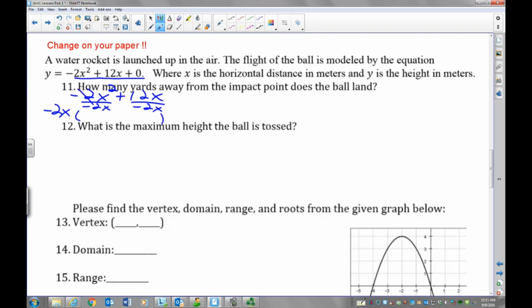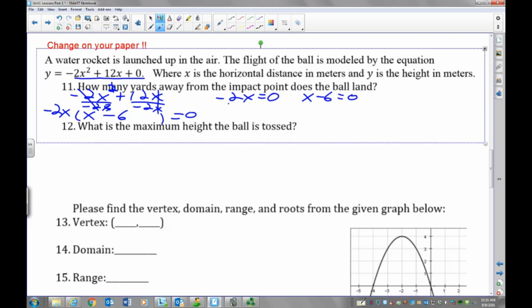So then the negative 2's cancel, and x squared cancels with the x in the bottom, leaving us with just x. 12 divided by negative 2 is negative 6. Good. Now we just set them both equal to 0. So negative 2x equals 0, and x minus 6 equals 0. Cool. So then divide by negative 2, solving for the roots now.